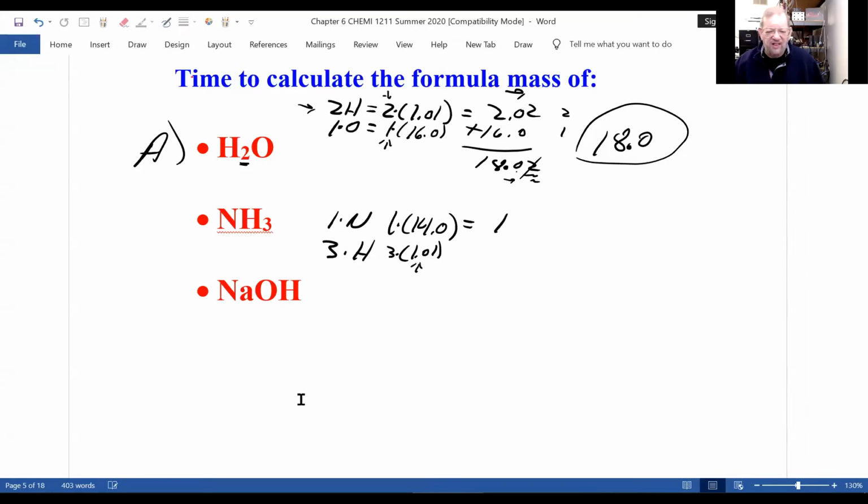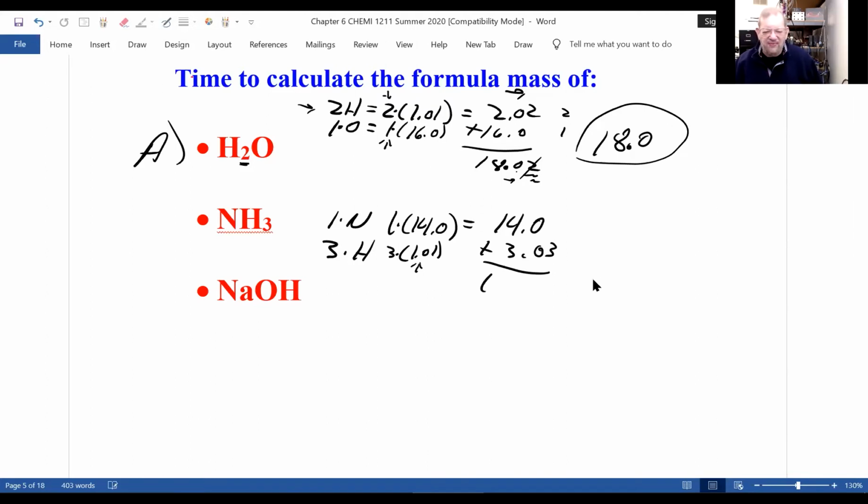Do the math, 14.0, 3.03. I'm going to let you add this up, and what would be the correct atomic weight considering significant figures for ammonia, NH3. Time's up. Let's do it.